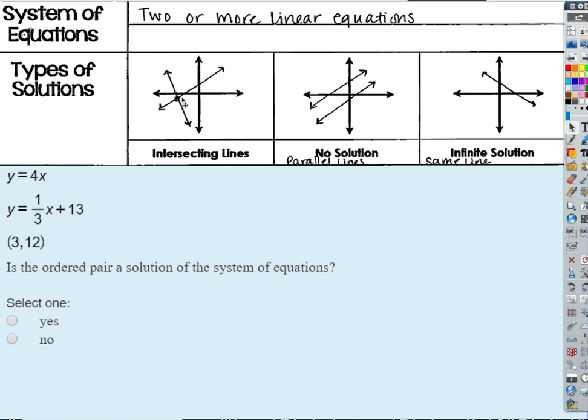And then the other possibility would be we get an infinite number of solutions, right? And that would be the situation like the lines overlap completely. They were the same line.